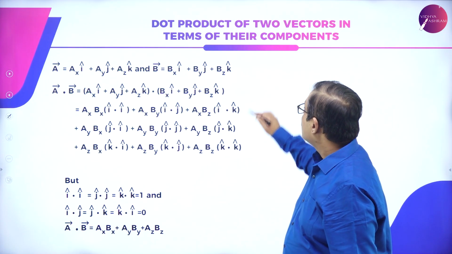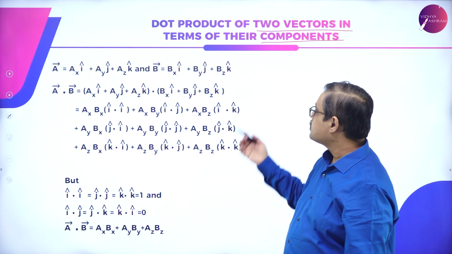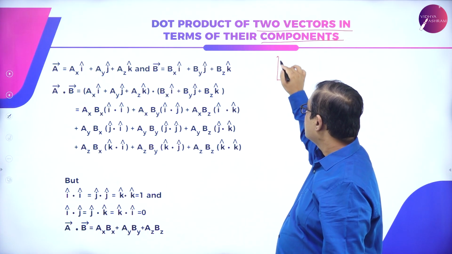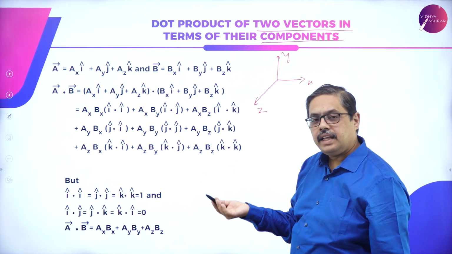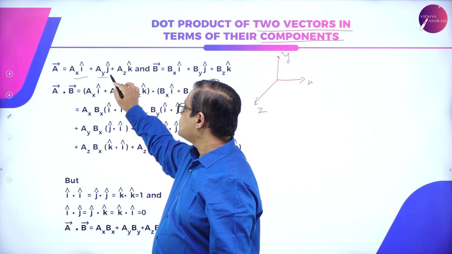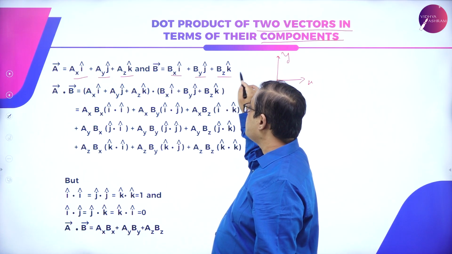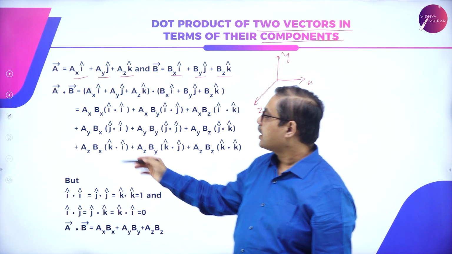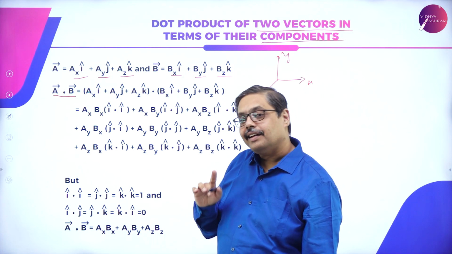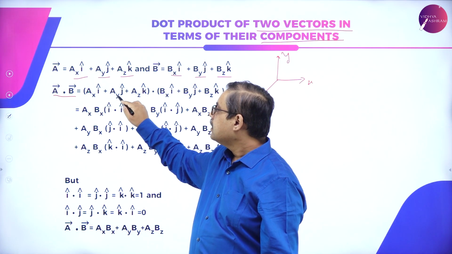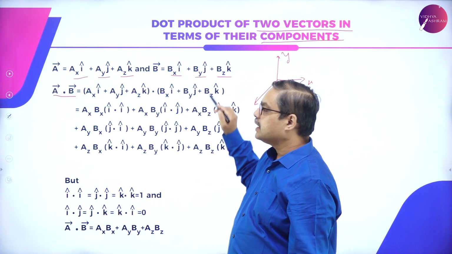Now let us check what is the dot product of two vectors in terms of their components. In terms of their components in x-axis, y-axis as well as z-axis. Okay. Let A be ax i cap, ay j cap, az k cap. Similarly, B be bx i cap, by j cap, bz k cap. What will be the dot product? A dot B, I will get, please remember, it's a 3 cross 3. So I will get 9 terms. Ax i cap, ay j cap, az k cap into bx i cap, by j cap, bz k cap.